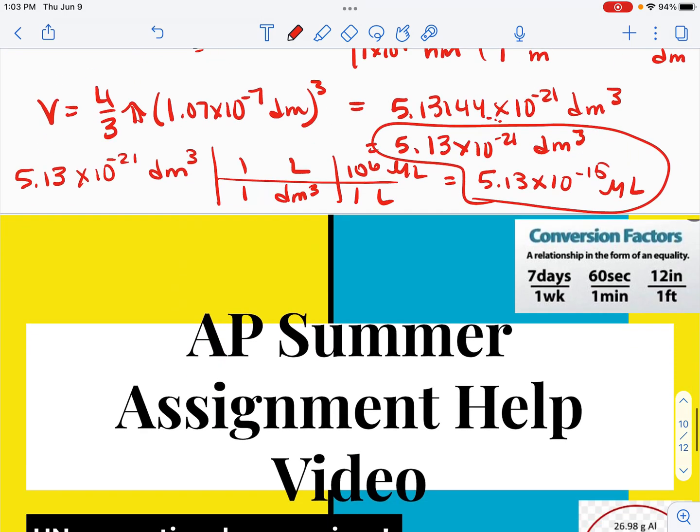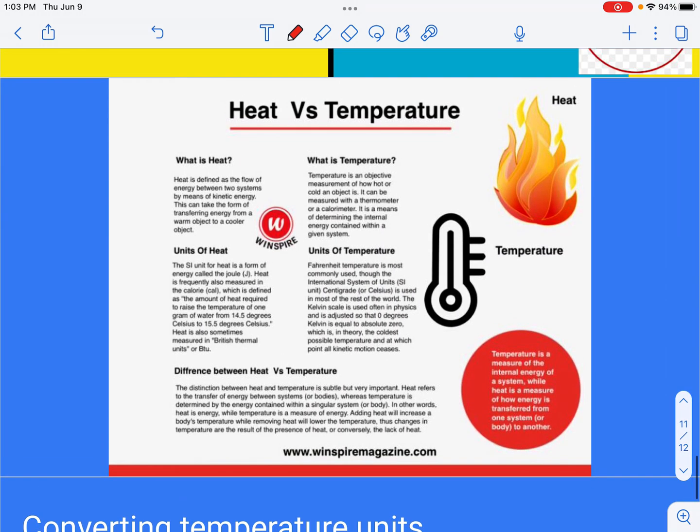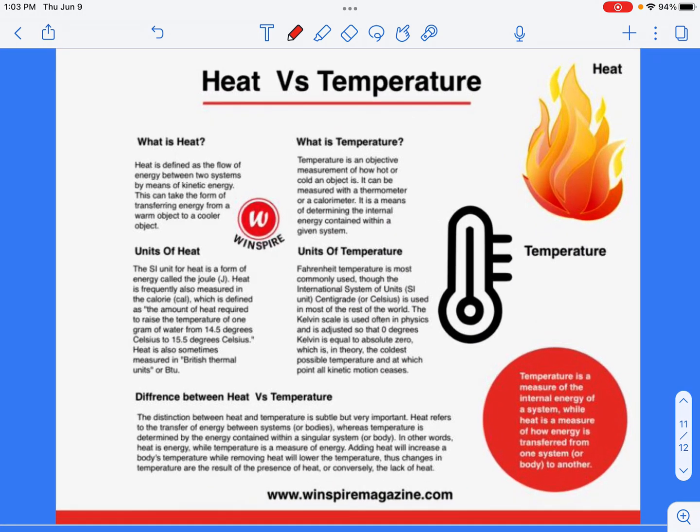All right. If you need help with the unconventional conversion factors that you might see as you're doing work, there is a separate help video that looks like this. It's actually a really good video to watch anyway because it uses cube to cube, it uses cube to not cubed, it uses some things from chemical formulas, so it may be really helpful for you. All right, let's shift gears to the end of this, which is heat versus temperature.